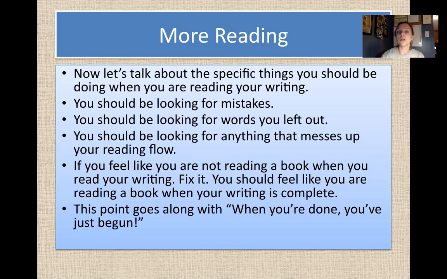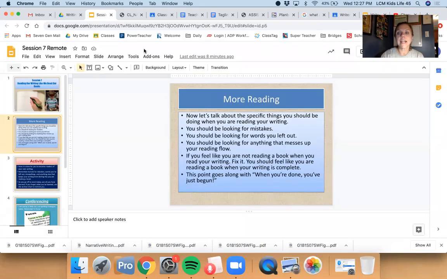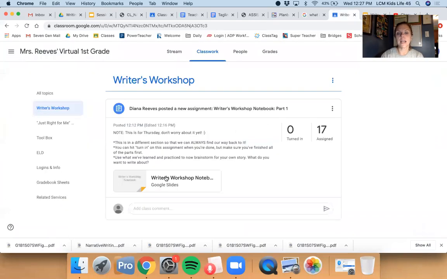And now we're going to be looking for mistakes, words that we've left out, anything that feels like it doesn't quite fit. So what that means is you're going to go into that section in Google Classroom, find what you wrote, and you're going to read it. So let's look at what that looks like.